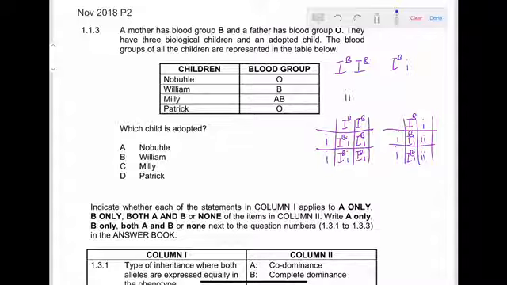So if you look at that table, you can see that the offspring here would either be blood group B or they'd be blood group O, which means that Millie, with blood group AB, must be the adopted child.